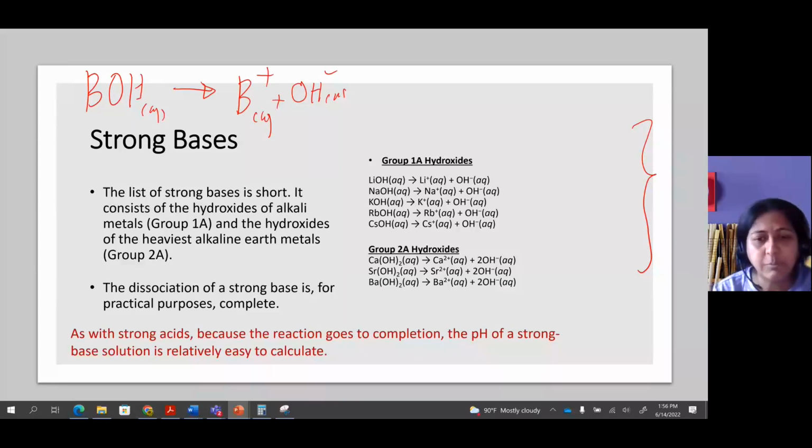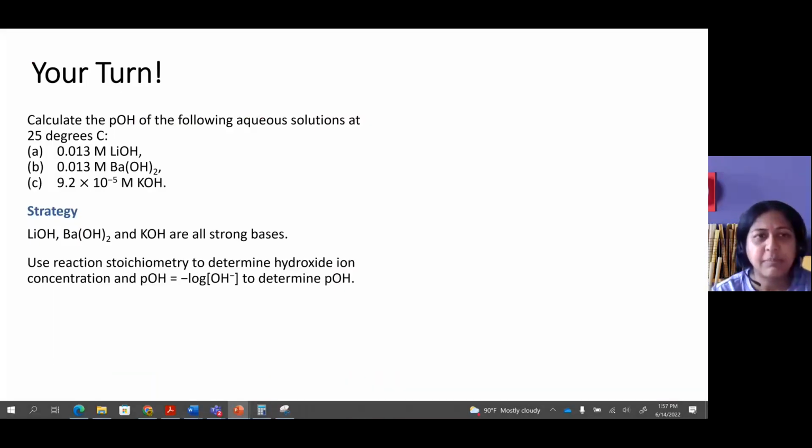Again, with strong bases, the reaction goes to completion. Therefore, the pH of a strong base is relatively easy to calculate because the hydroxide concentration equals the initial concentration of the strong base. Here is an example. Calculate the pOH of the following aqueous solutions. Look at the lithium hydroxide. First we need to determine whether they are strong bases or weak bases. They are all strong bases.